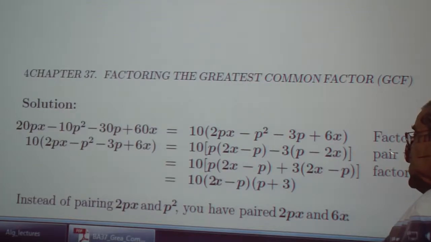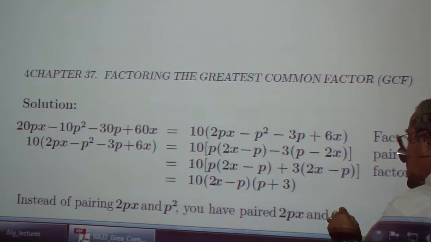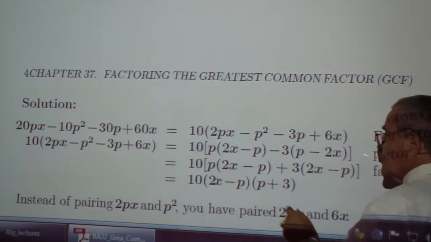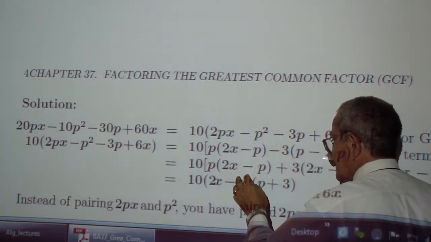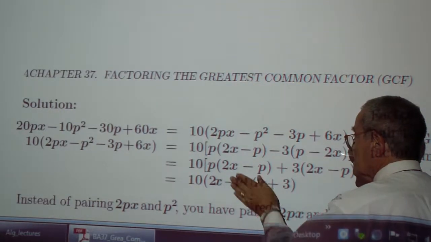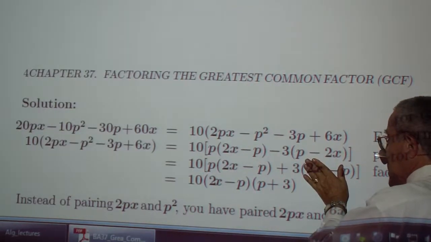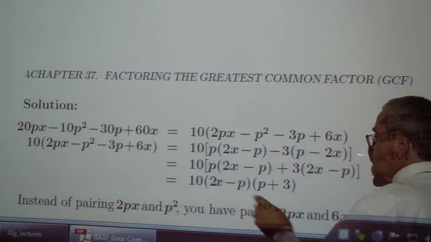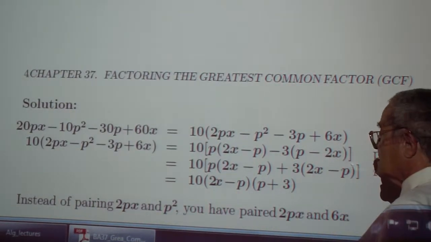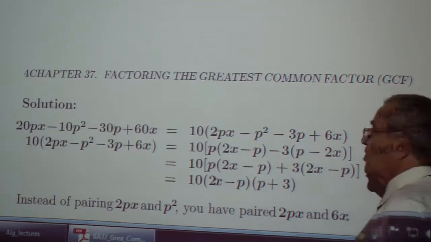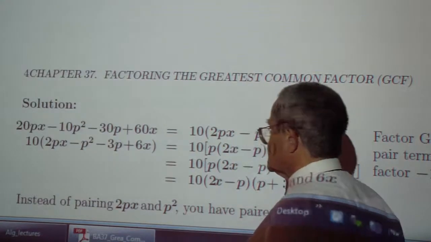Now take a look at what you have. You have a term here plus a term here. And in each of these 2 terms you have 2x minus p, which is a factor. So 2x minus p can be factored out, and you're left with p, and you're left with plus 3. So 10 times (2x - p) times (p + 3) is the factorization of this polynomial with 4 terms.